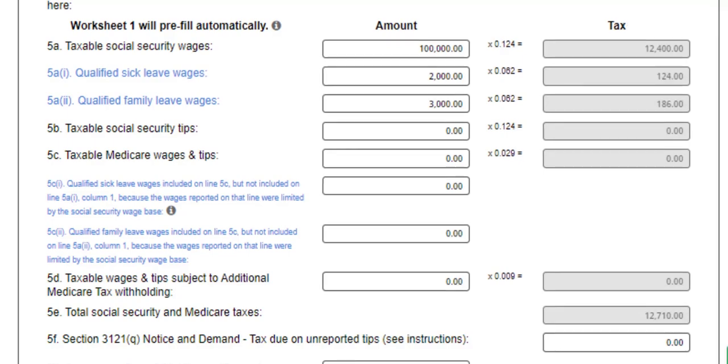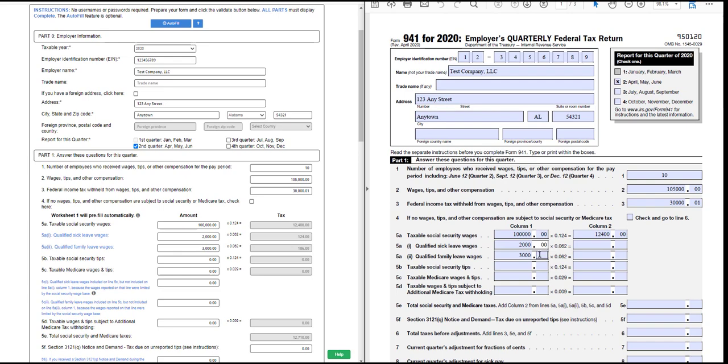In line 5B, report any tips reported to you by your employees. In this example, we'll leave this as blank as Test Company is not in the tip business.